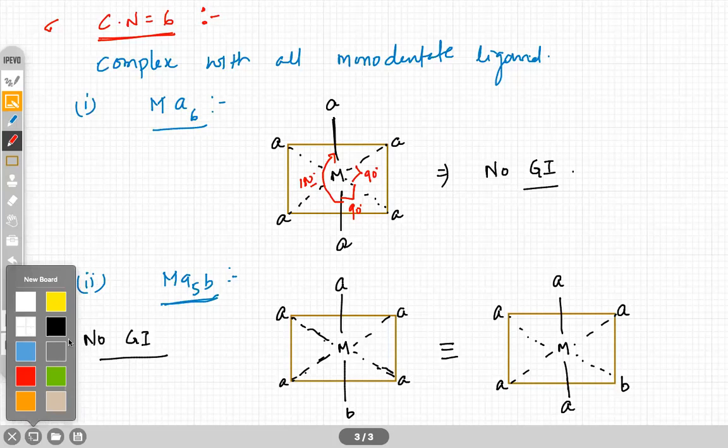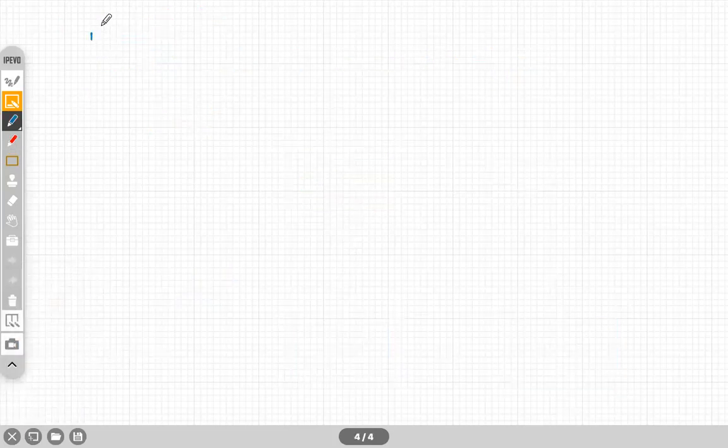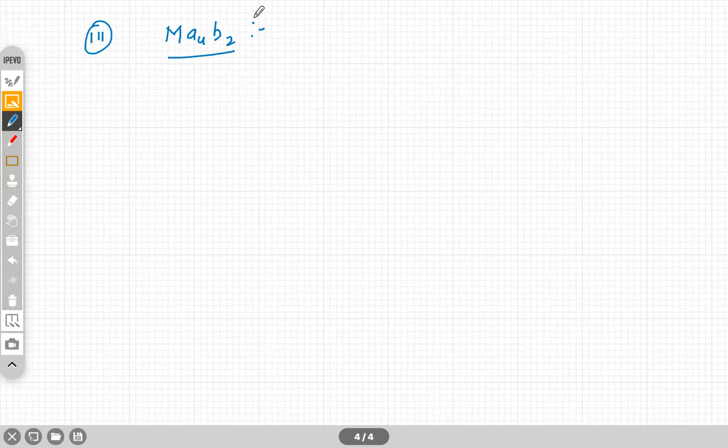Okay, similarly, if you take third type of complex, which is MA4B2 type, could you tell me how many GIs are possible, if possible? Three. Okay, all of you are getting three?